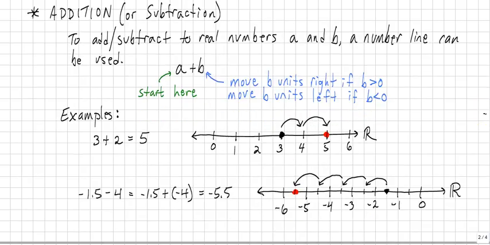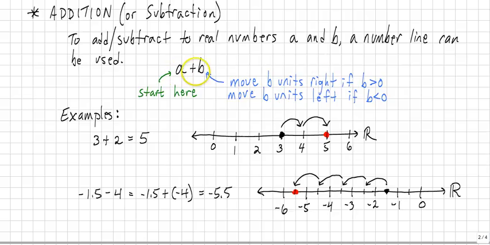Okay, so how do you actually add or subtract real numbers? You guys probably can do this just fine, but we'll just quickly go through it. To add or subtract real numbers, A and B, we'll just use 2, and you can extend it to any number of them. You can just use a number line. You're not going to be required to actually draw out a number line anytime you add or subtract. Again, we're just reviewing how adding or subtracting real numbers would work.